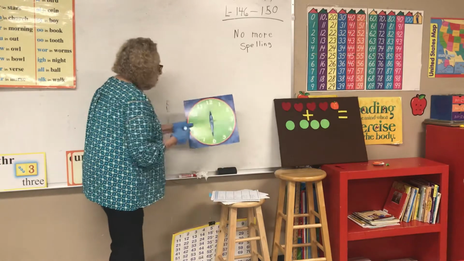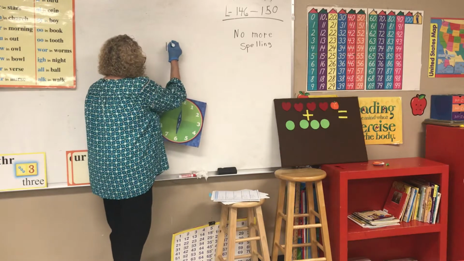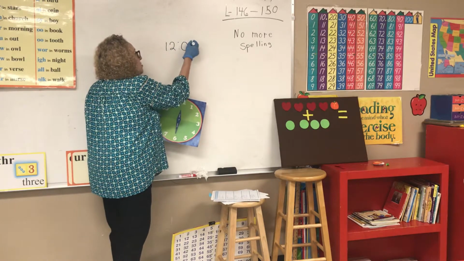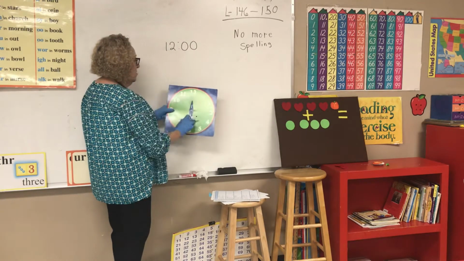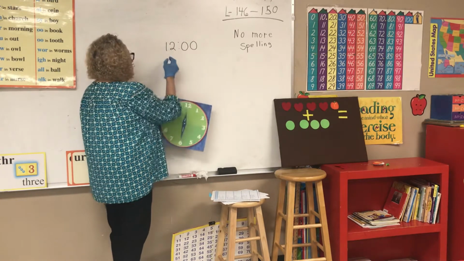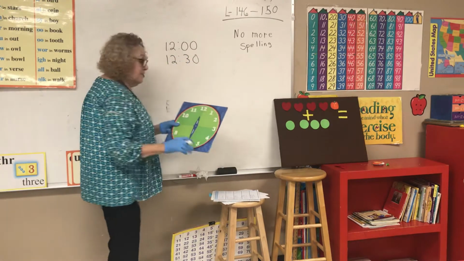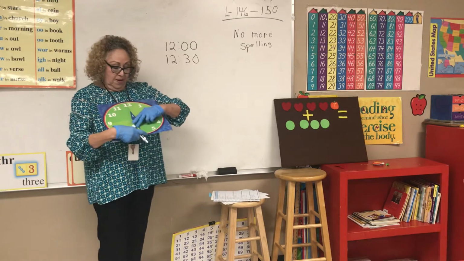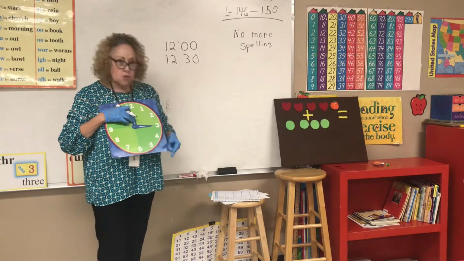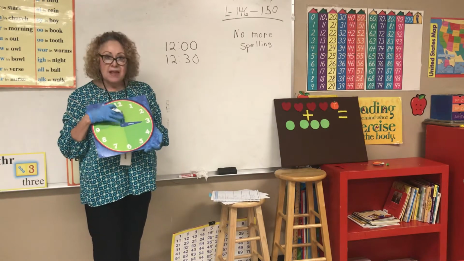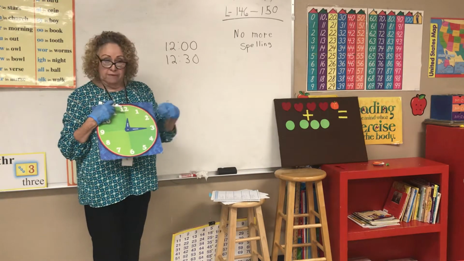And don't forget, boys and girls, that when we write these times, the first one was 12 o'clock. So we always write the 12:00. And when we get to the half past, that would be 12:30. And the newest time we learned was the one where we come up to the 3. When the big hand is on the 3, then it's a quarter past the hour, and you say 12:15.